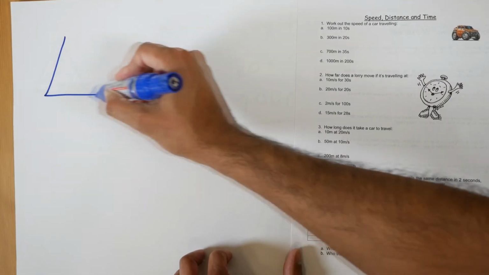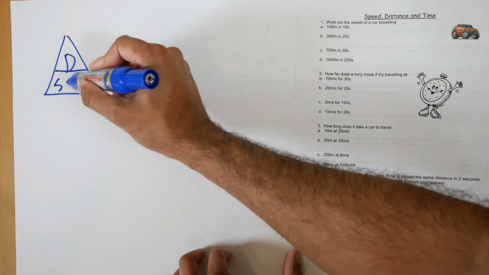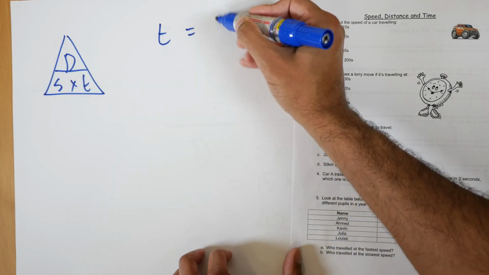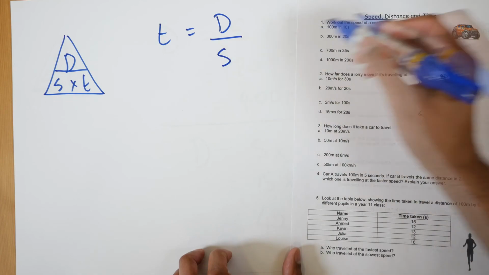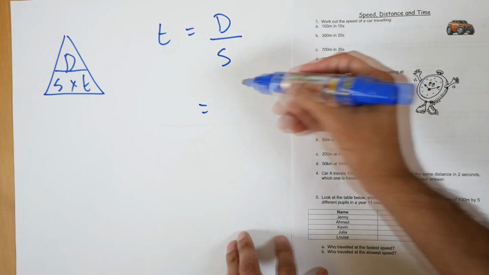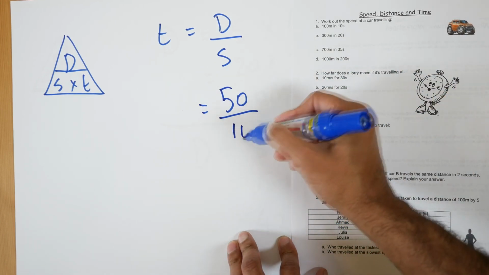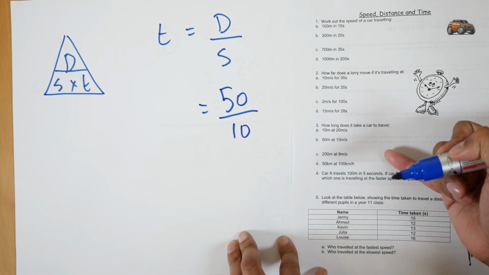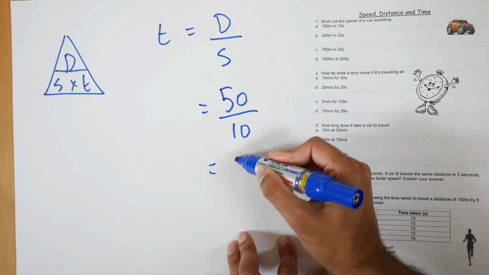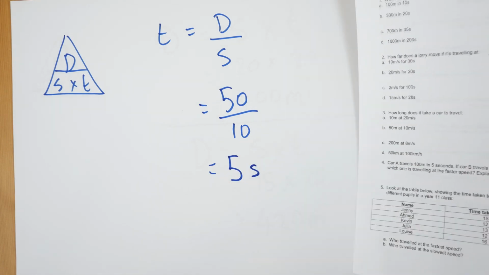So start off with our triangle, D, S, T, like so. And I want to work out time, so that's D divided by S. Distance divided by speed. Okay, the distance is 50 meters. The speed is 10 meters per second. 50 divided by 10 is going to be 5 seconds. Dead easy. Even my cat could do it.